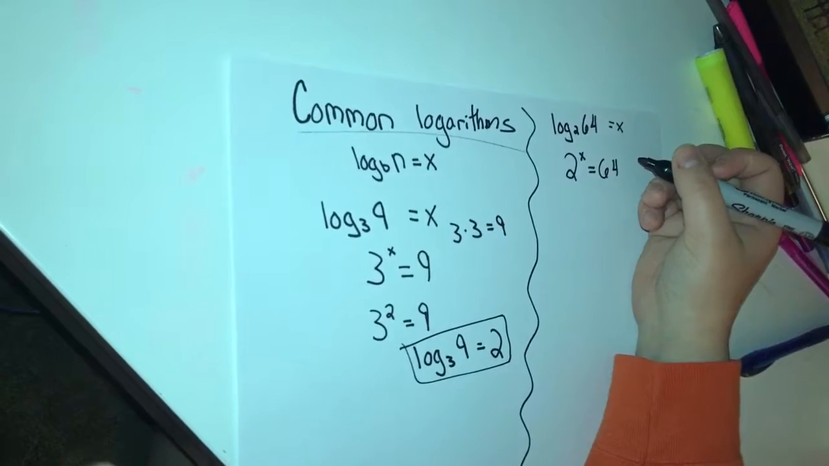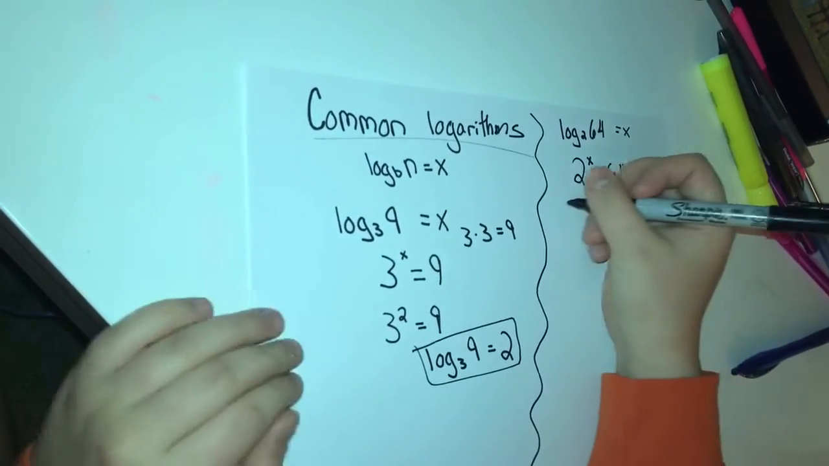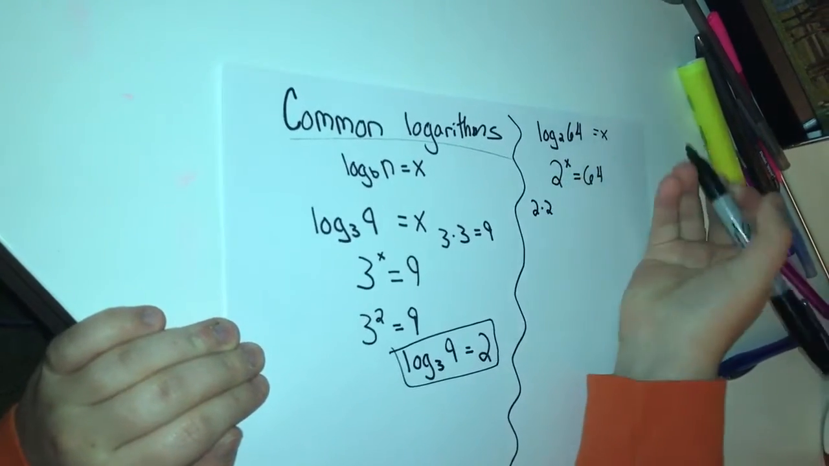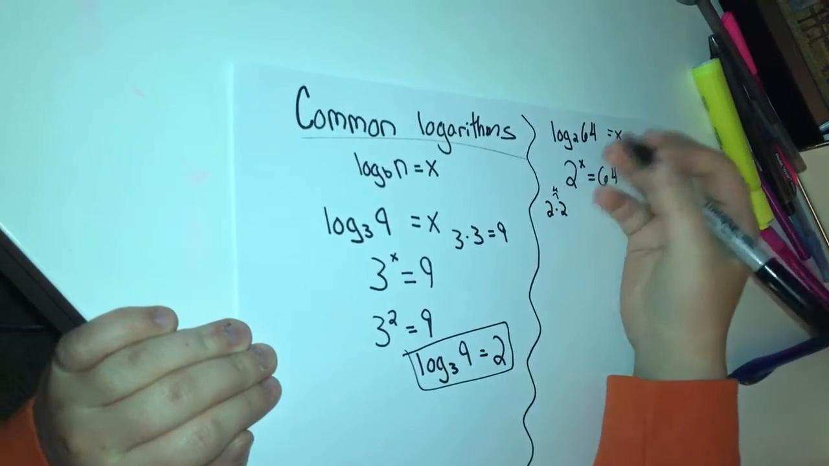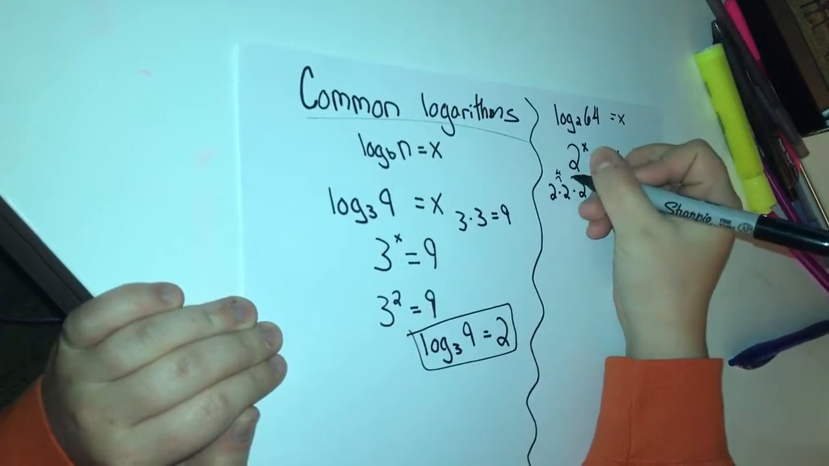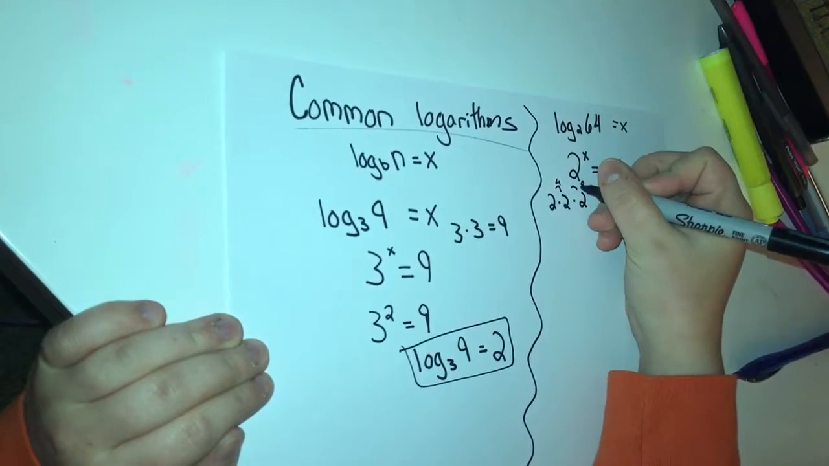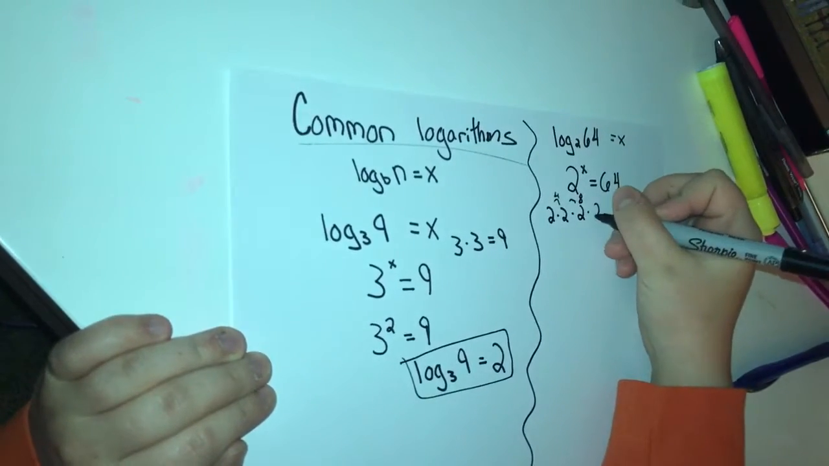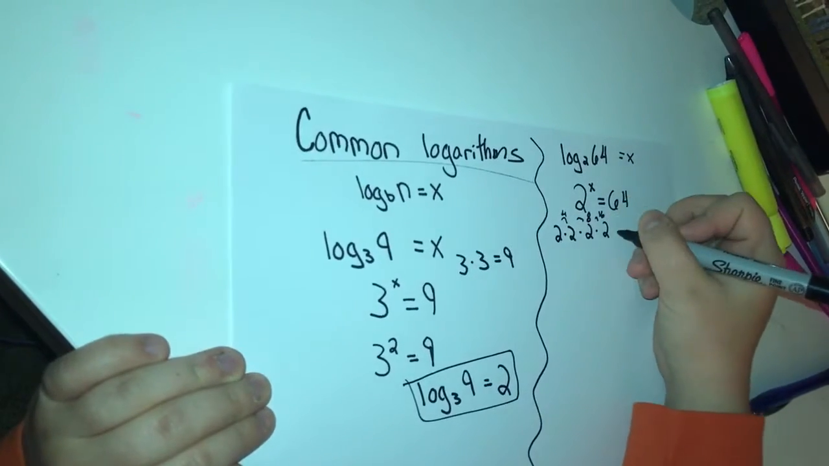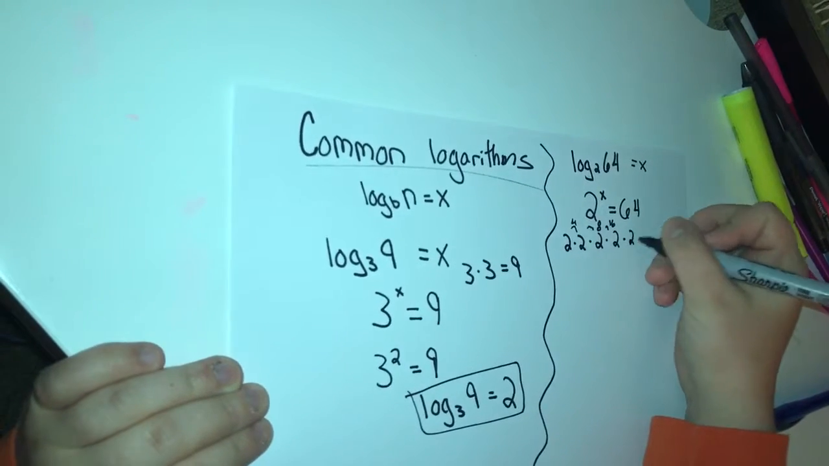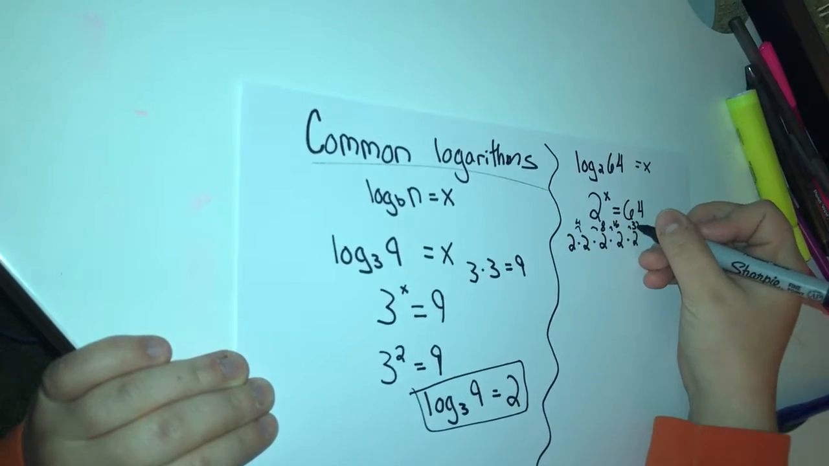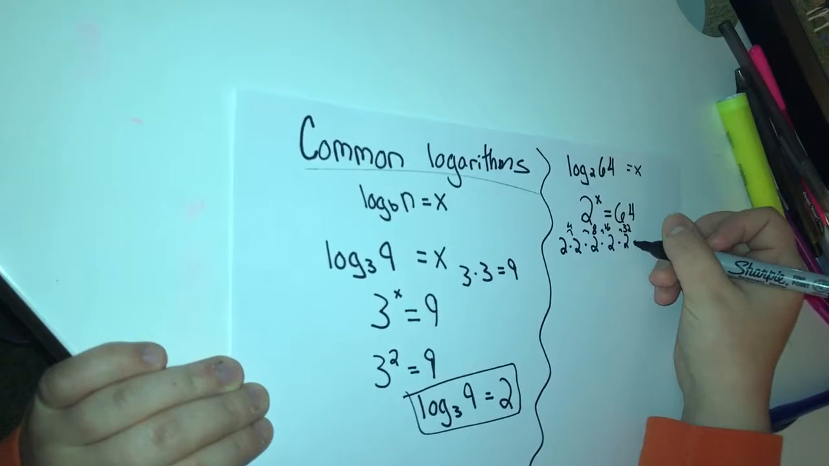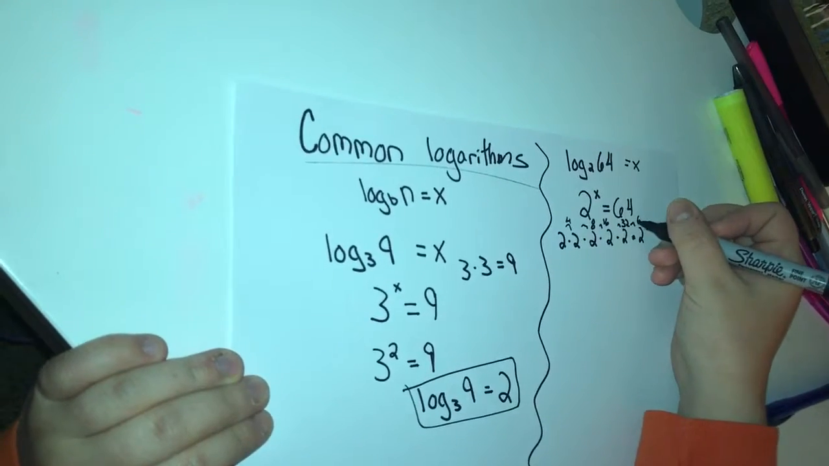numbers, the simple numbers. So we're going to do first 2 times 2, and that equals 4. So then 4 times 2, that equals 8. And then 8 times 2, that equals 16. 16 times 2, that equals 32. And 32 times 2 then equals 64.